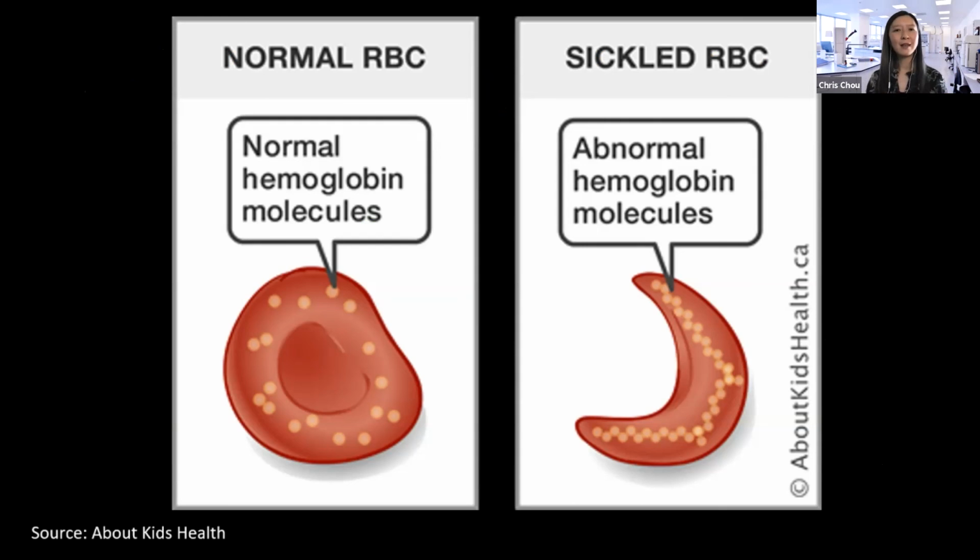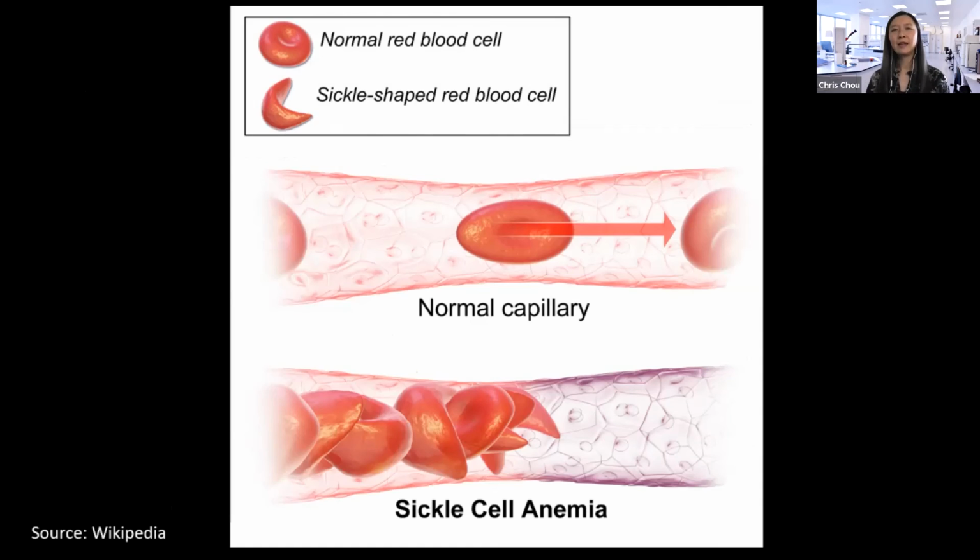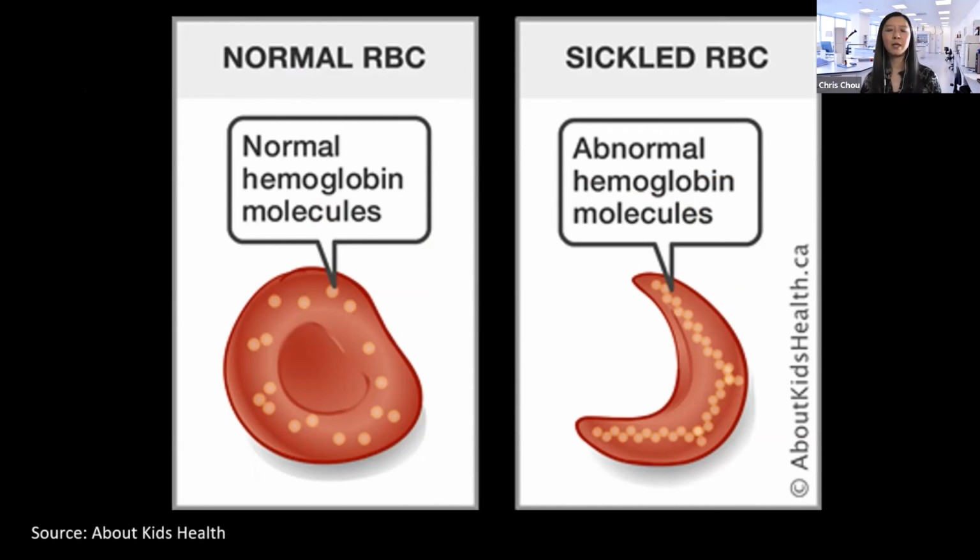So taking a look at the cell level, what would we see under the microscope? Normal hemoglobin molecules would be nice and round and globular, and consequently your red blood cells are nice and circular, roundy shaped. And then sickled RBCs, or red blood cells, are that sickle shape because all of those molecules sticking together, forming these rod-like structures, will stretch out the cell membrane and the structure of it.